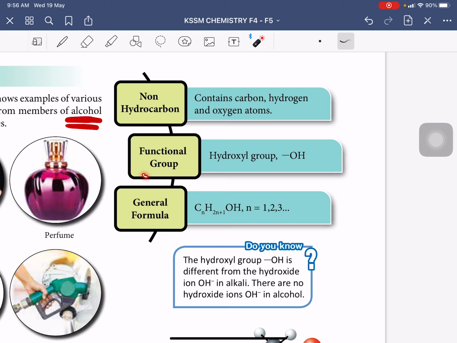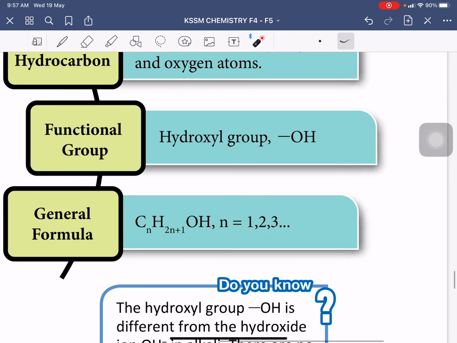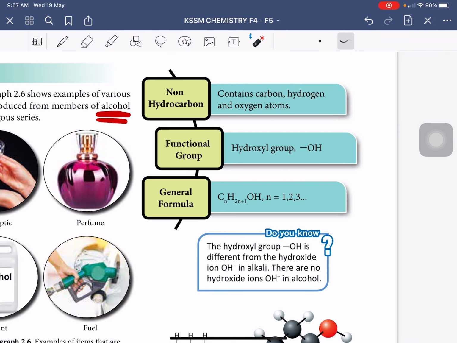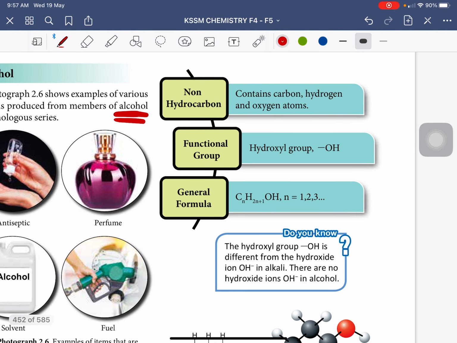Okay, so that is the functional group. We call it the hydroxyl group. The general formula for alcohol is CnH2n+1OH, where n starts with 1, 2, 3. Okay, let us learn the first three members of alcohol. You understand that the first member starts from meth.